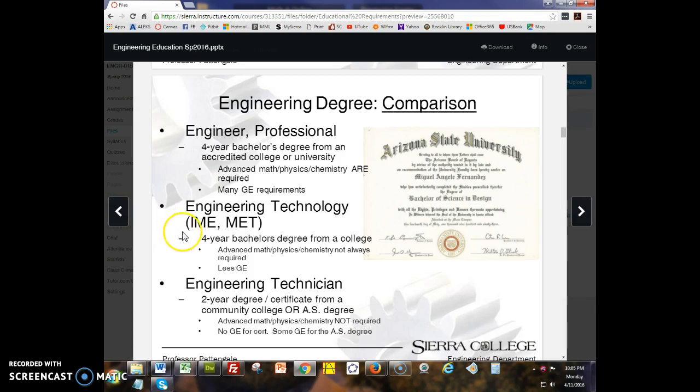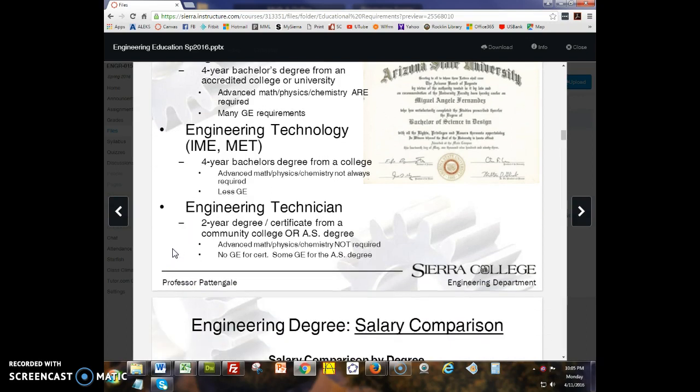Then the engineering technology degrees, these are 4-year bachelor's degrees, but they're considered a little less than a full-on 4-year engineering bachelor's degree. So MET is mechanical engineering technology, and there's various other ones. And then engineering technician is just the 2-year certificate or a 2-year degree that has no GE.